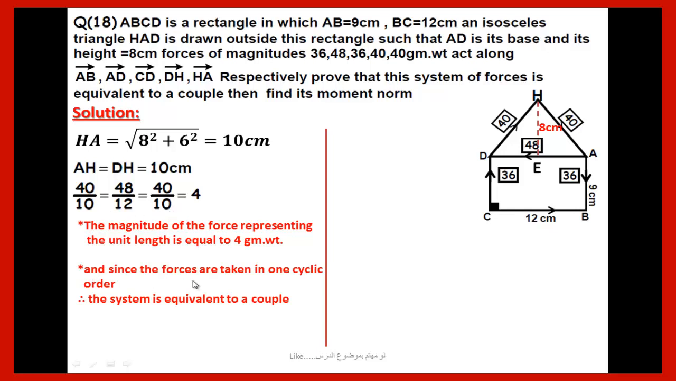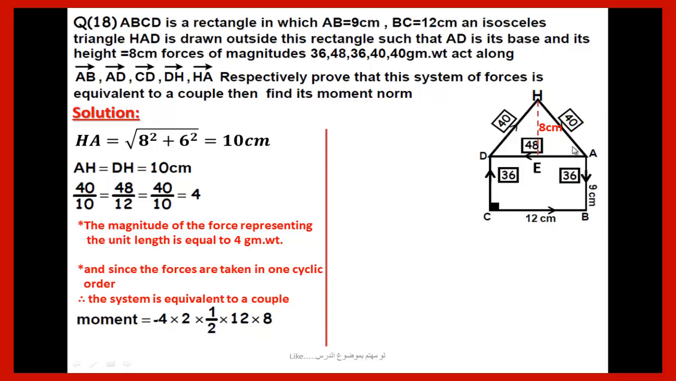Since the forces are taken in one cyclic order, the system is equivalent to a couple. The moment of the three forces 40, 48 and 40 equals negative. Why negative? Because the direction of rotation is anti-clockwise. Equals negative 4 multiply twice the area of triangle HAD.